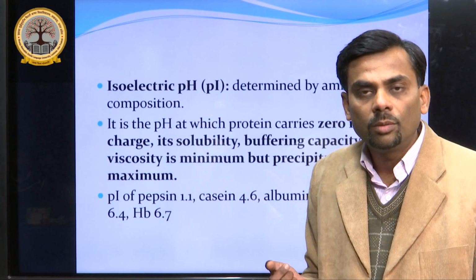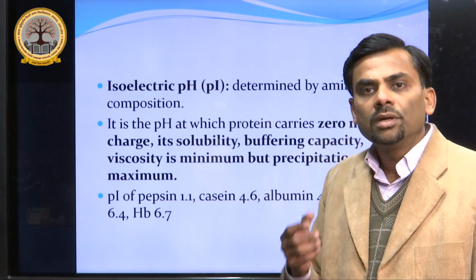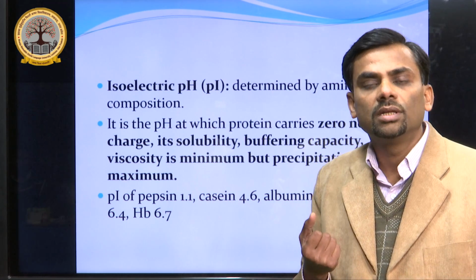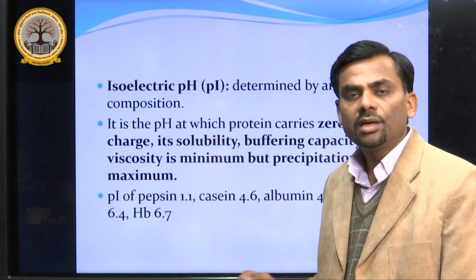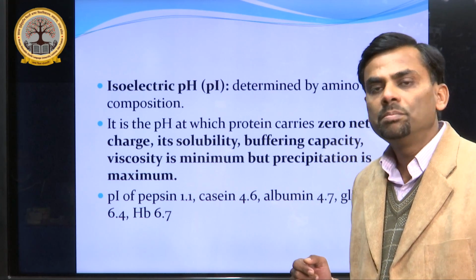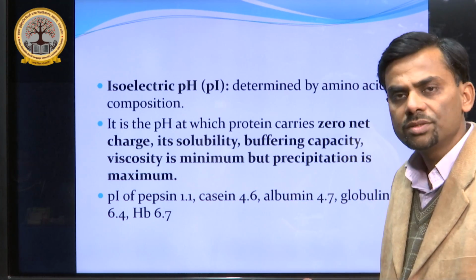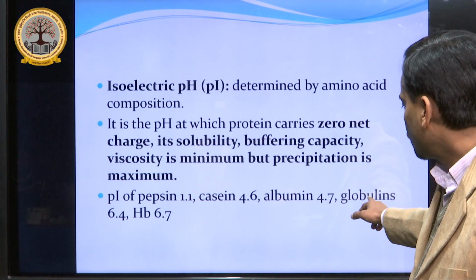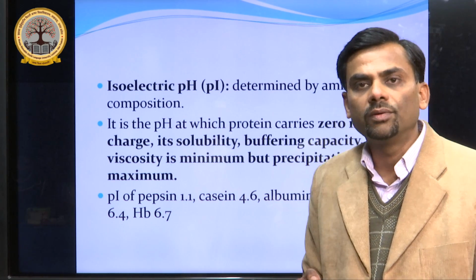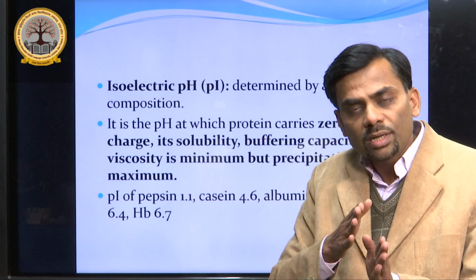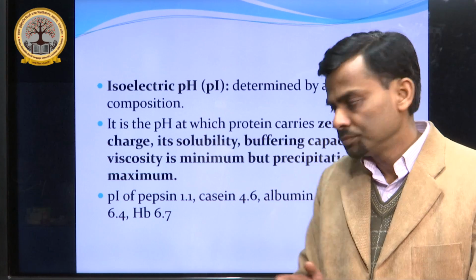Insolubility increases at this pH, the isoelectric pH, at which amino acids have no net charge and behave as neutral. For example, in case of pepsin, the isoelectric pH is 1.1. In case of casein, it is 4.6, while albumin is 4.7, and globulins and hemoglobin have 6.4 and 6.7 respectively. So they are diverse; each protein has its own specific isoelectric point. It is not similar for all proteins.